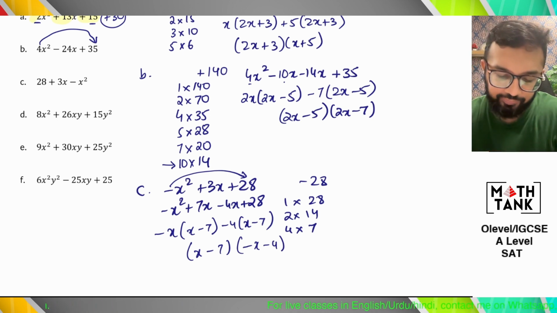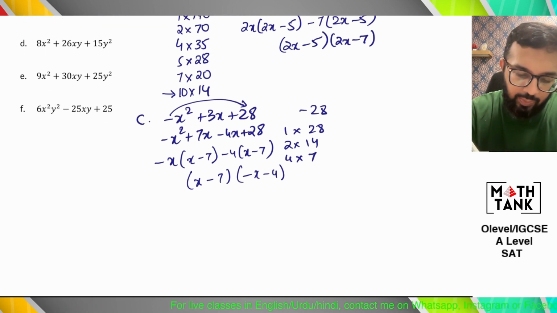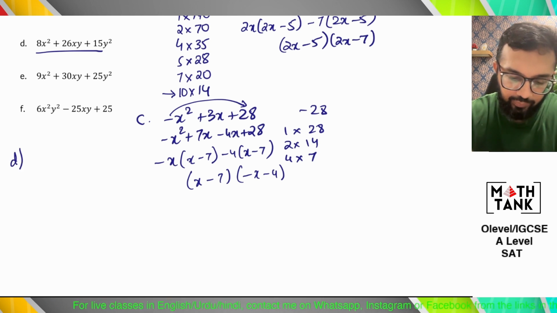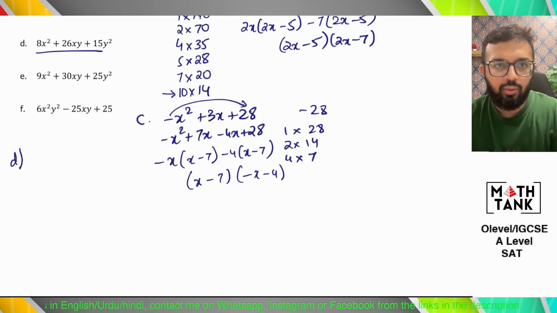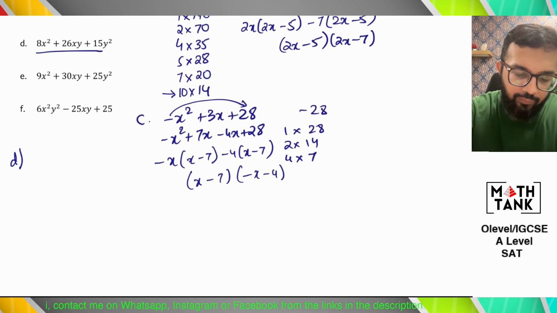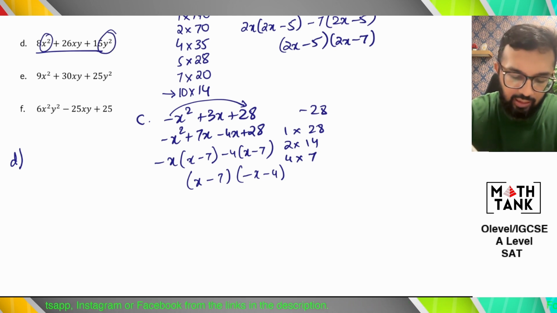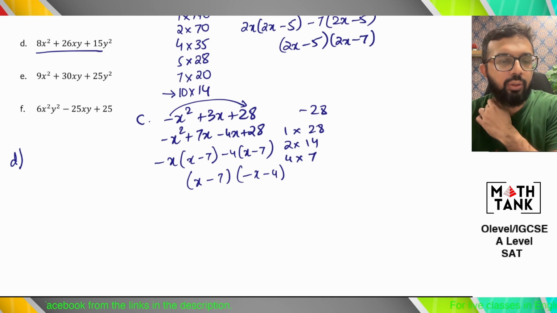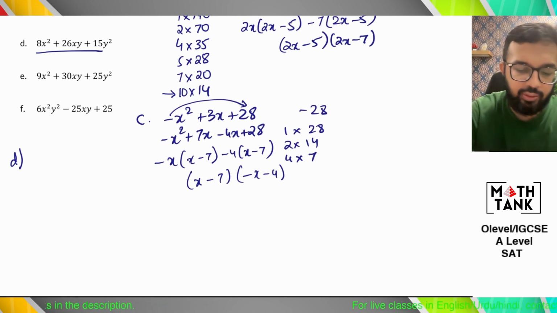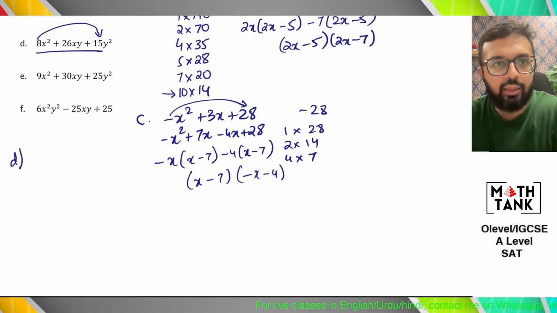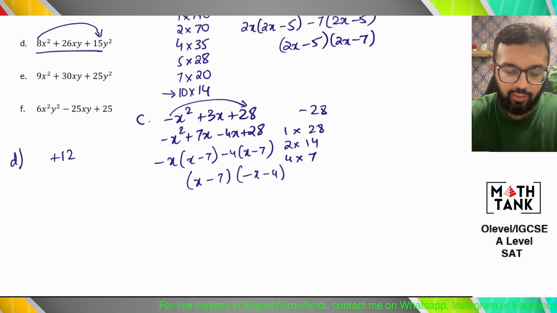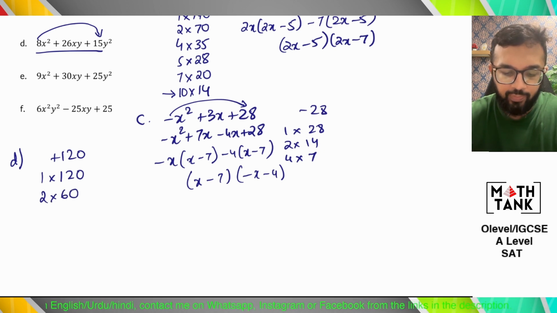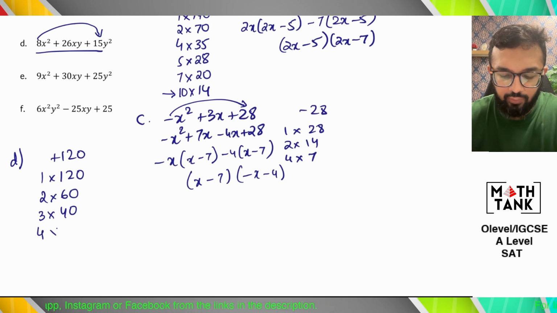Okay. Let's do this one as the last bit. Now this is different. How is this different? Because you have both x squares and y squares. But see, if I follow the same process, I'm still going to be able to break the middle term. What's 8 into 15? Let's first do that. 120, so that's plus 120. Let's start breaking up 120. 1 into 120, 2 into 60, 3 into 40, 4 into 30. Okay.